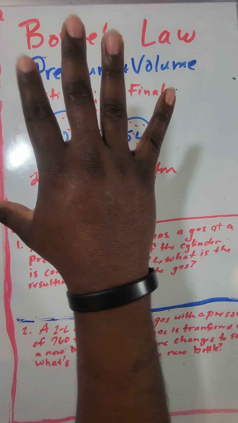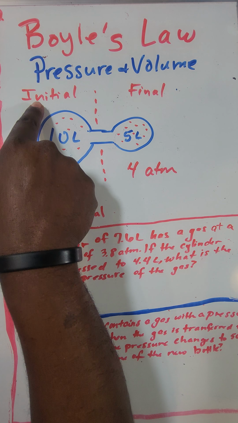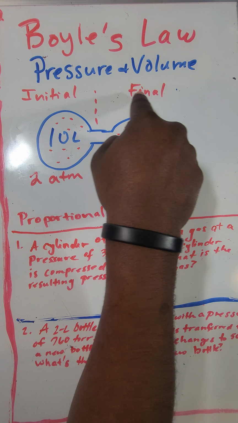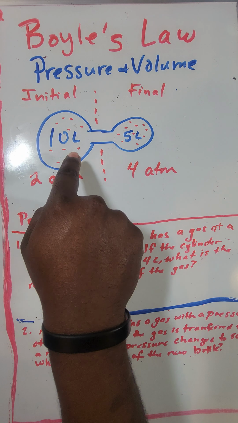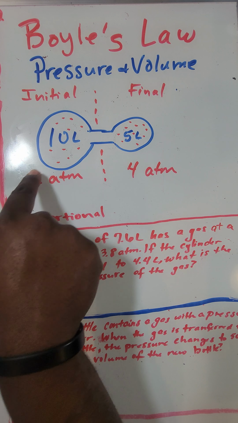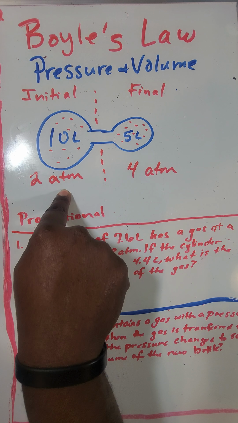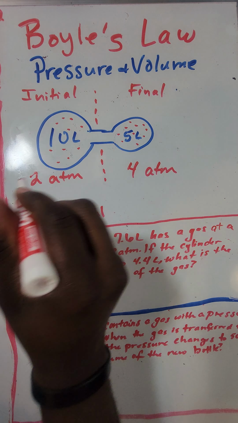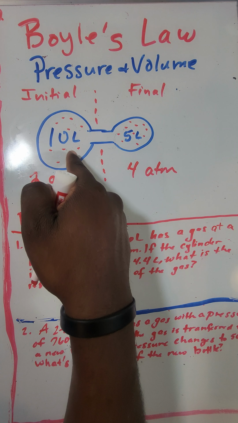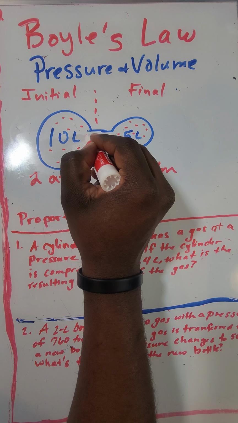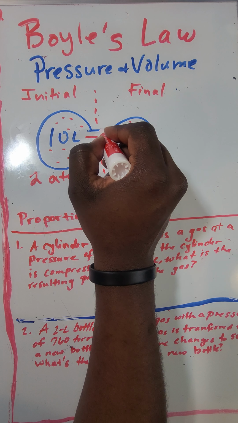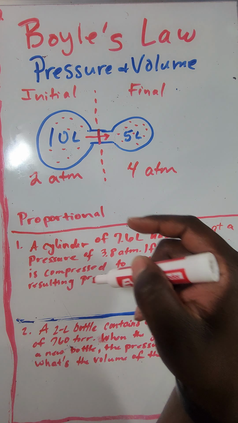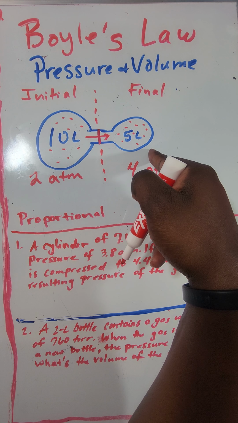Again, remember most of these laws are like ones and twos, so you're going to be looking at a before and after, or an initial and a final. This one right here is our before. Our initial, we have 10 liters of gas, and it has a pressure of 2 atmospheres. So we're going to take this 10 liters of gas. See, I put 10 dots for 10 liters. Well, that's moles, but we'll get to that. And we're going to move all that over and then cut it off into a 5-liter container.